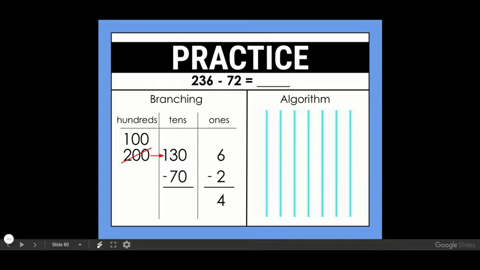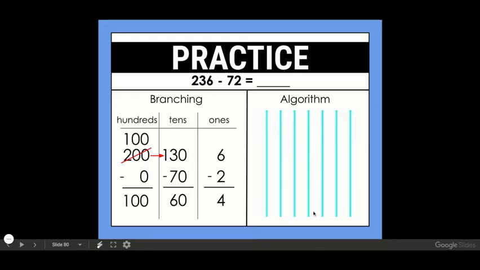What I like to do for this is I like to count up by tens from 70 to 130 to see what my answer is. So we'll start at 70, 80, 90, 100, 110, 120, 130. So I counted up 6 tens, which means the difference is 60. Now let's move into my hundreds. Do I have any hundreds to take away? I don't, so we're just going to subtract 0. 100 minus 0 equals 100.